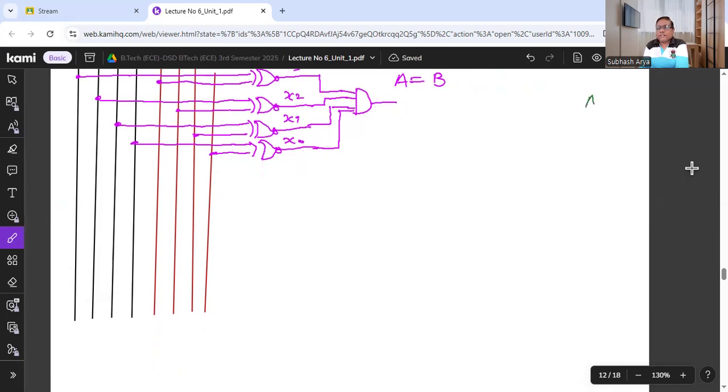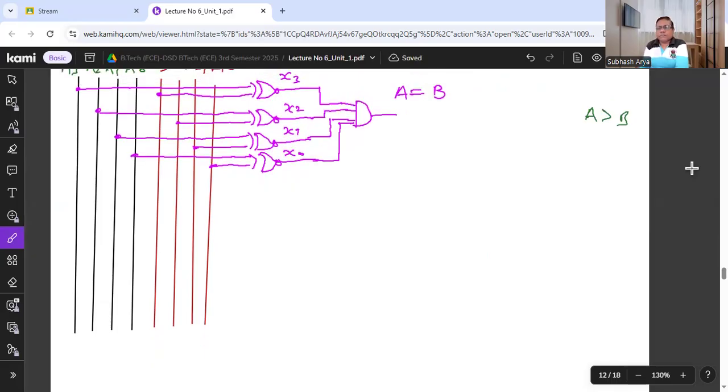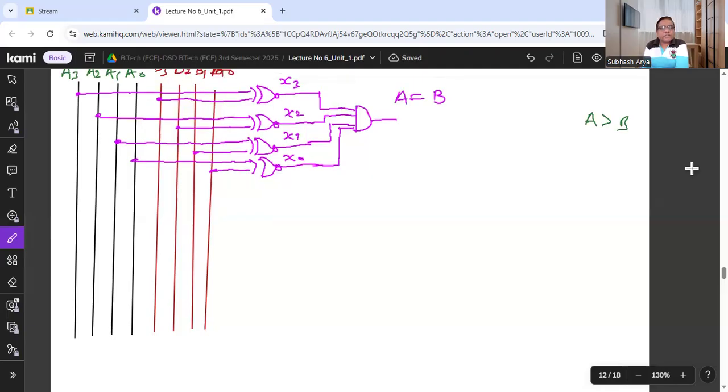So if I take A is greater than B, it means A3 B3 bar. A3 is here, and B3 is here. Put a NOT gate, and this will be an AND operation. This will be A3 B3 bar.